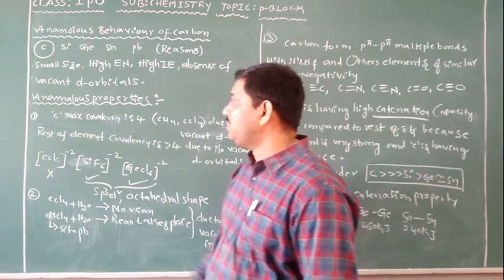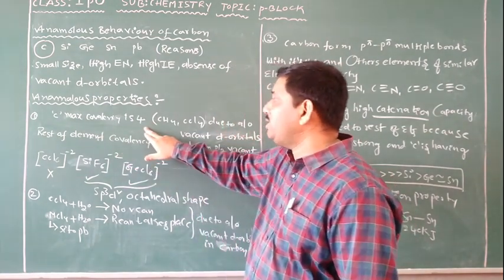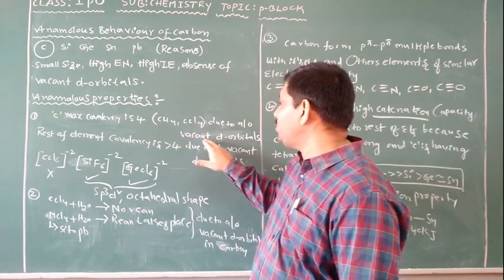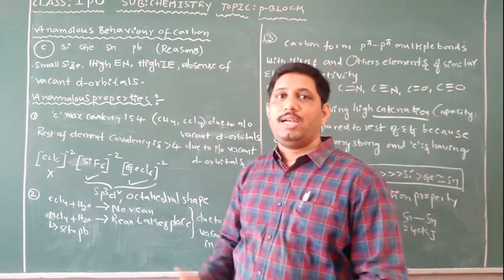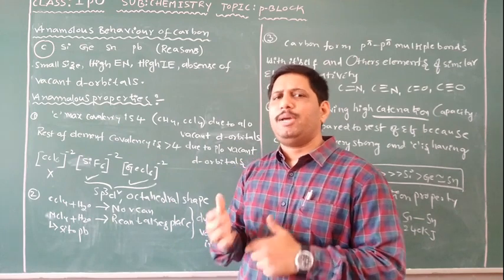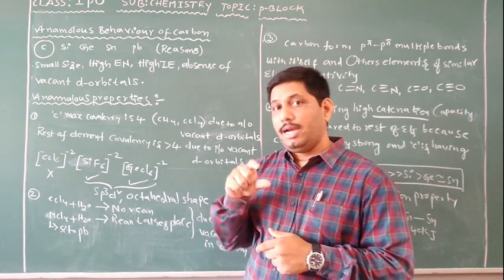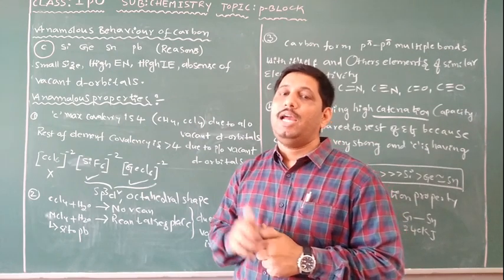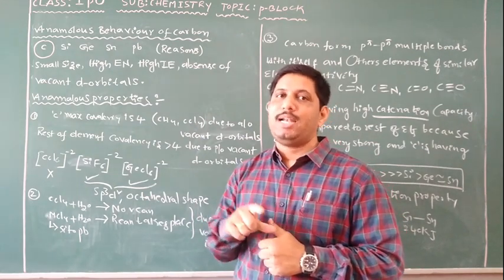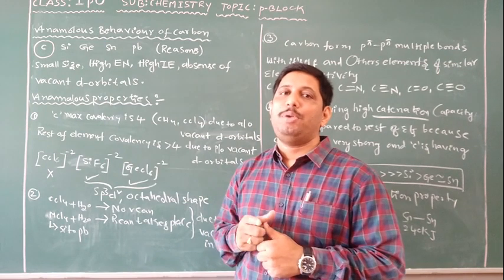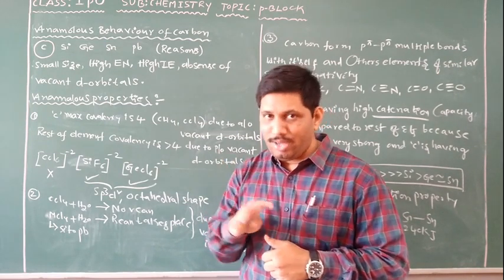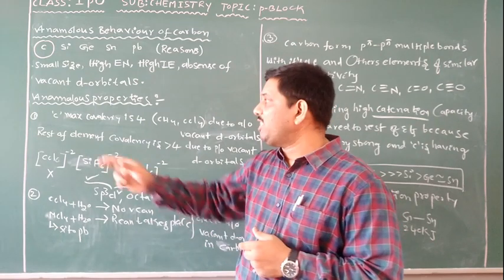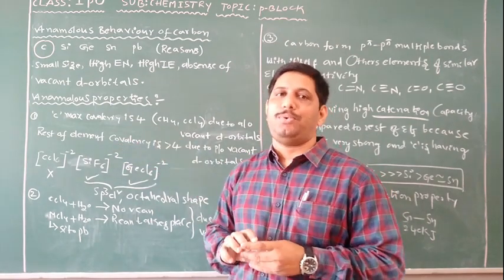The first property is that carbon's maximum covalency is 4. That is, its combining capacity is 4 due to absence of vacant d orbital. Here d orbitals are absent, hence maximum covalency will be 4. Carbon contains only 4 valency orbitals. What are they? 2s and 2p. 2s contains 1 valency orbital, 2p contains 3 valency orbitals, total 4 valency orbitals. There are no d orbitals, hence the maximum covalency will be 4.